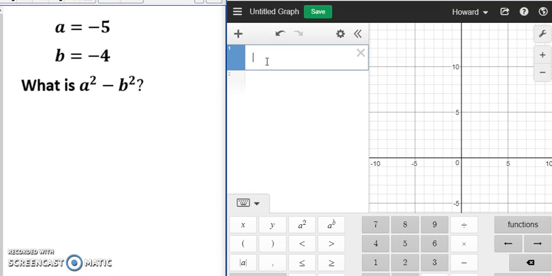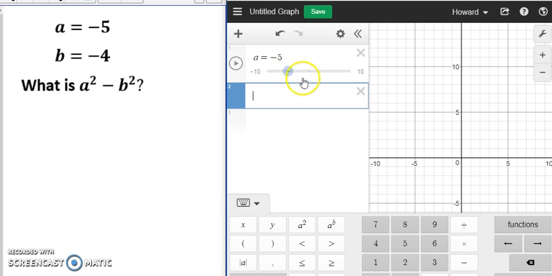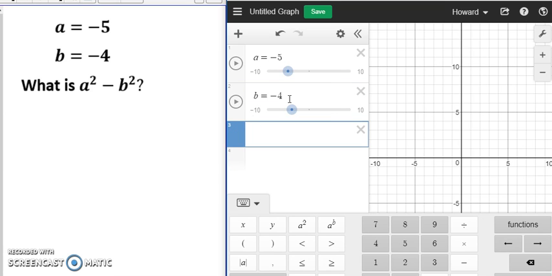So, here I know that a equals -5. So I hit enter. Not going to mess with this. Don't mess with the little slider tool. I know that b is going to equal -4. So then all I have to type in here is what's a squared minus b squared?